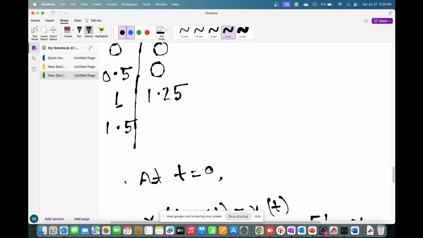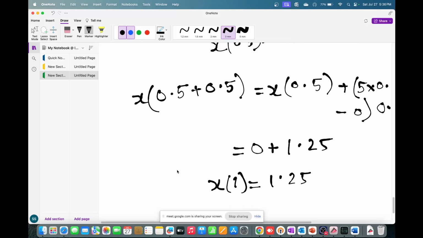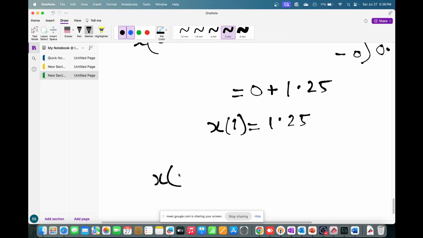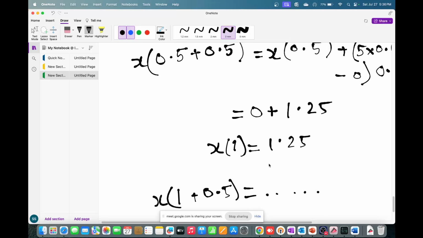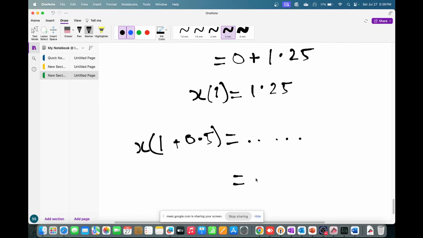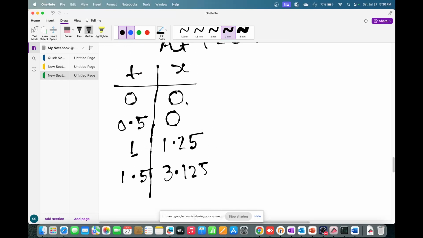Then similarly you do for 1.5. I'll not go through the calculation again, but I've done it before, so I'll just write it here. So 1.5 will be basically 1 plus 0.5, and then you write all these terms on the right here, and then you calculate these terms. What you get in the answer is basically 3.125. So this is how for different values of t you can calculate the value of x.